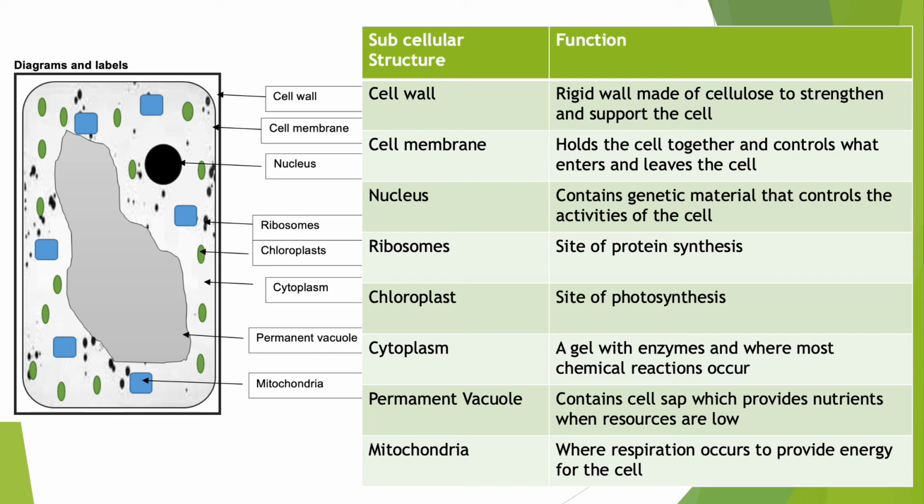Also, it doesn't hurt to know which ones you can find in which type of cells. So for example, if I showed you a picture of this diagram here, then you should be able to tell me right away that it's a plant cell because you can find chloroplasts in it.